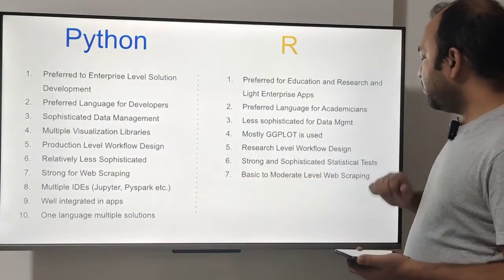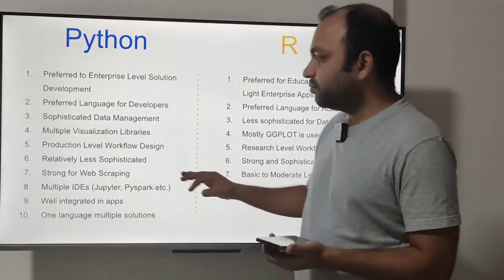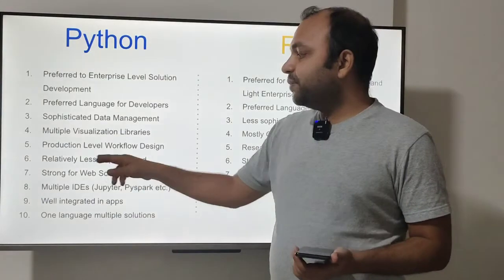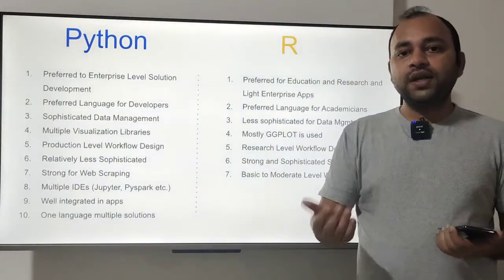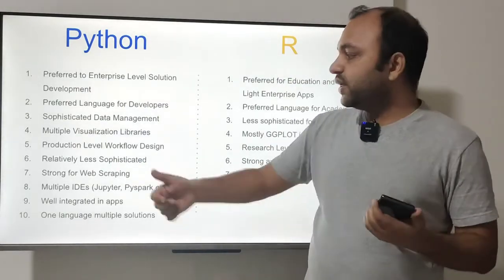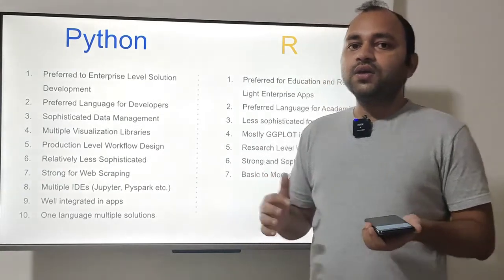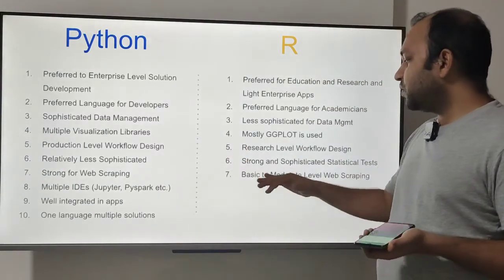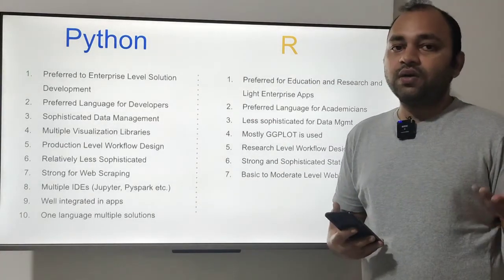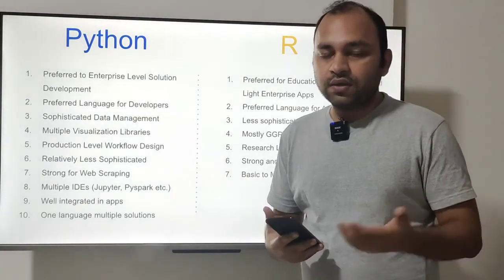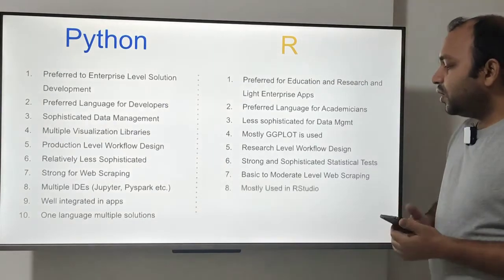Basic to moderate level web scraping. So it can do web scraping, but not as strongly, because it basically gets help from the entire ecosystem where you have other libraries to do the data management. You can build data pipelines, even visualization, stuff like that. So you can do all of those pieces, but in the case of R, I would say it is basic to moderate level web scraping, not at enterprise level, again based on my experience using both of these.